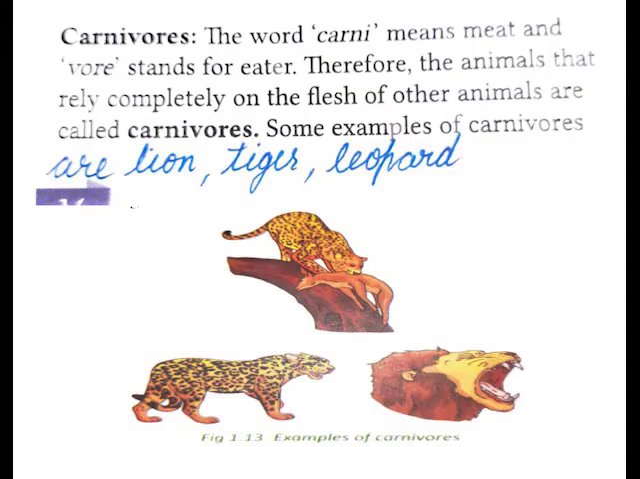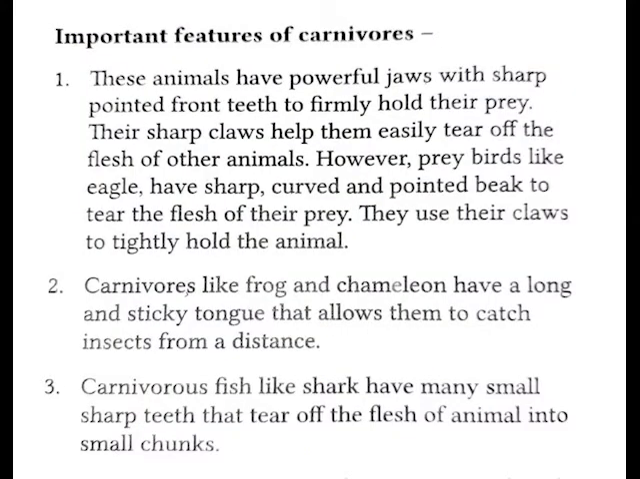Now next one is carnivores. The word carni means meat and the vore stands for eater. The animals that depend completely on the flesh of other animals are called the carnivores. For example, lion, tiger, etc. Now we will discuss the important features of carnivores. Carnivorous animals have powerful jaws with sharp pointed front teeth to firmly hold their prey. Their sharp claws help them easily tear off the flesh of the other animal. See in this picture, the lion has very sharp teeth.